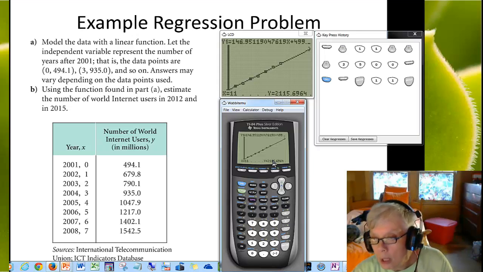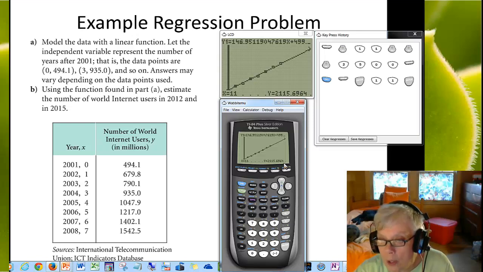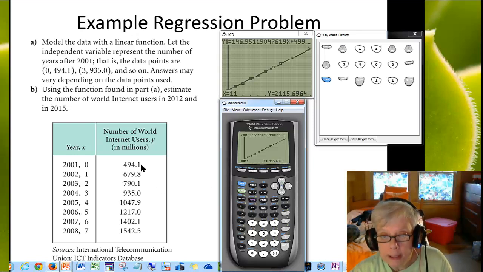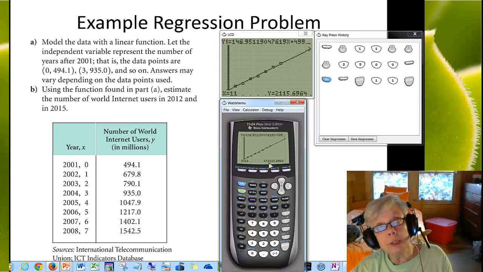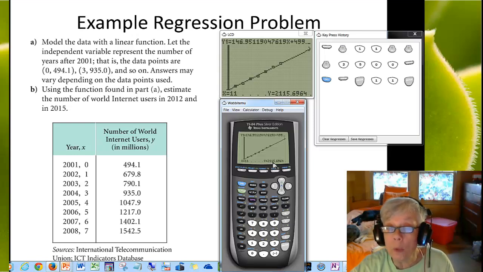And there we go. The number we get is 2,115.6964, and I'm sure it goes on forever and ever. But the answer is going to be 2,115.7. Notice how all of these are rounded to one decimal place. Now, does that mean there are going to be 2,115 worldwide internet users? No, there are going to be 2,115 million. That is, there are going to be over 2 billion internet users.